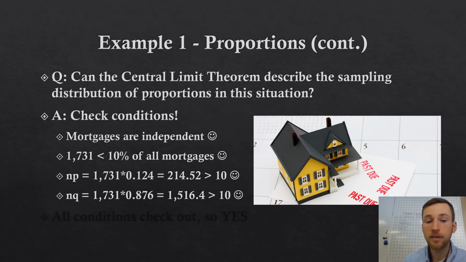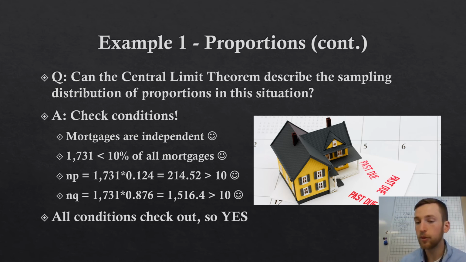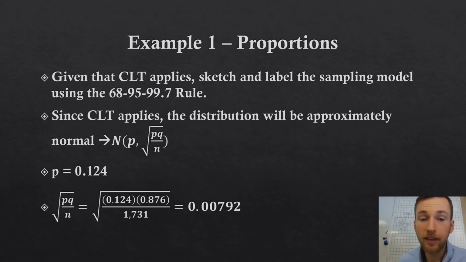So because all of these conditions check out, we are able to use the normal curve. On that same example, given that the CLT, or central limit theorem, applies, which we just talked about, we might then want to sketch and label the sampling model using our 68, 95, 99.7 rule. Basically, that just means draw a normal curve and use the 68, 95, 99.7 rule. Here, because we know and we check those conditions, we are able to approximate for proportions.